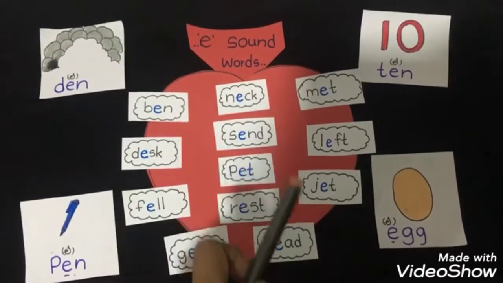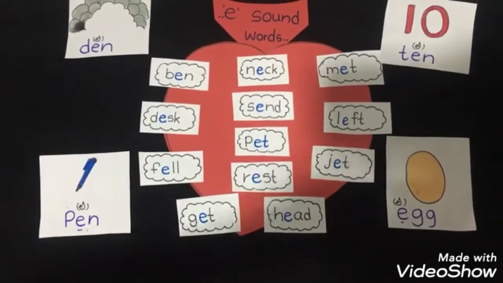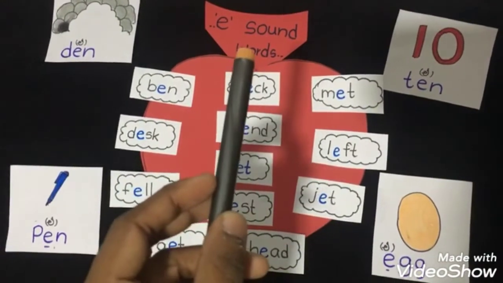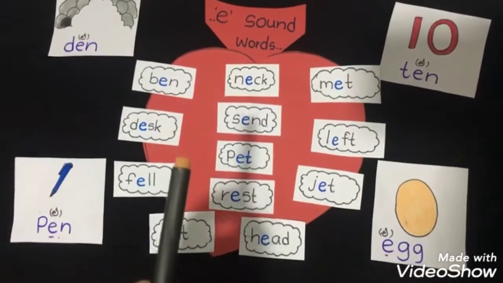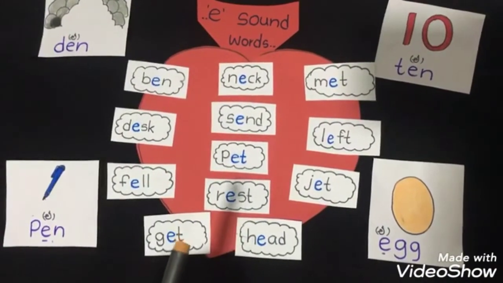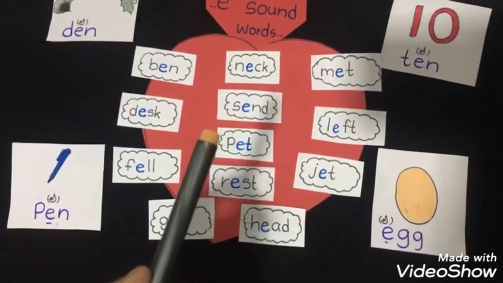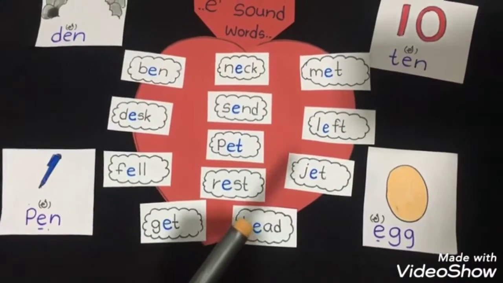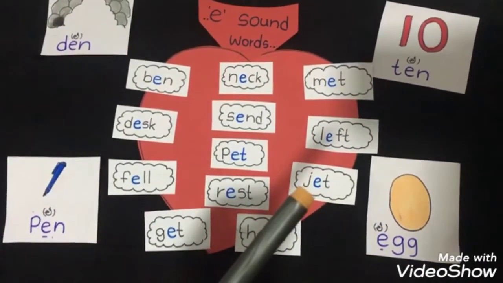Okay, I have some words in A sound. Let's read it. A sound words. Ben, desk, fell, get, neck, send, pet, rest, head, met, left, jet.